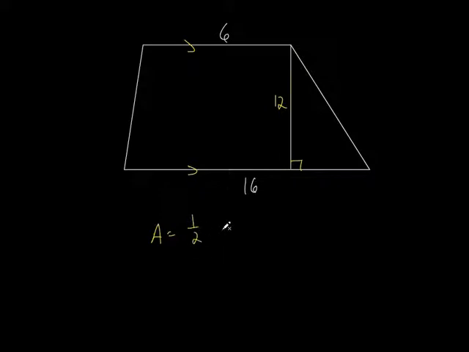And what is the formula? We just talked about it. It's 1/2, both bases added together, times the height. Now look, we know everything that's in this formula to find the area. So I know the two bases. Let's put 1/2 first. Let's add up the two bases: 6 plus 16, times 12.